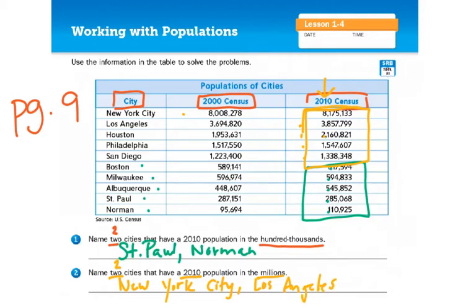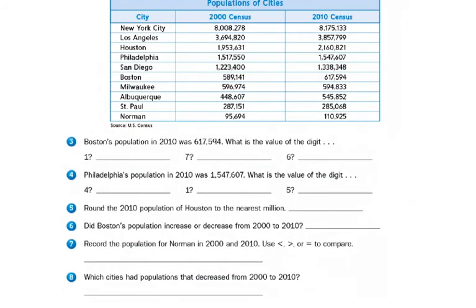But you can also write down Houston, Philadelphia, and San Diego. Make sure you're filling out your math journal with me. Number 3, talking specifically about Boston. Boston's population in 2010 was 617,594. It's asking us for the value of the digit, and we just did this in the math warm-up.